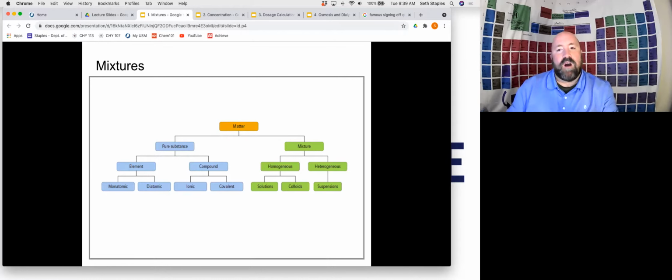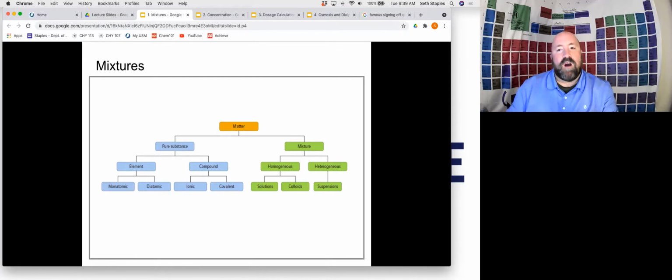Matter can also be a mixture, though, made up of one or more types of elements or compounds mixed together. And that's where we're going to spend a little bit more of our time today. This just sort of breaks it down a little bit more.